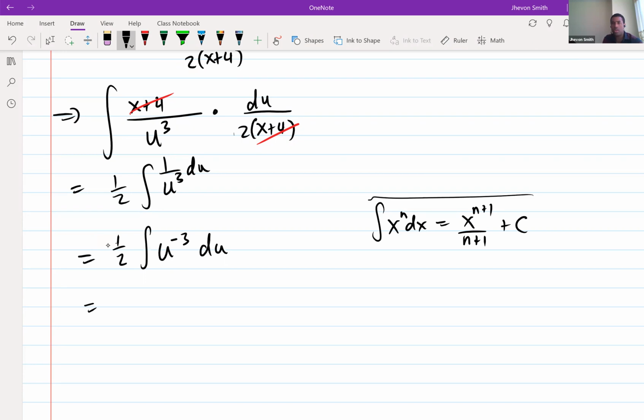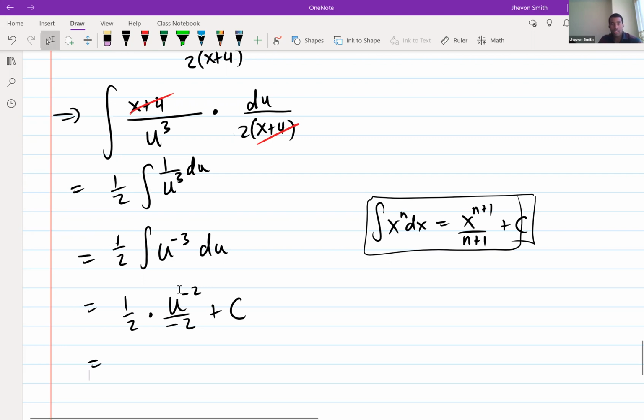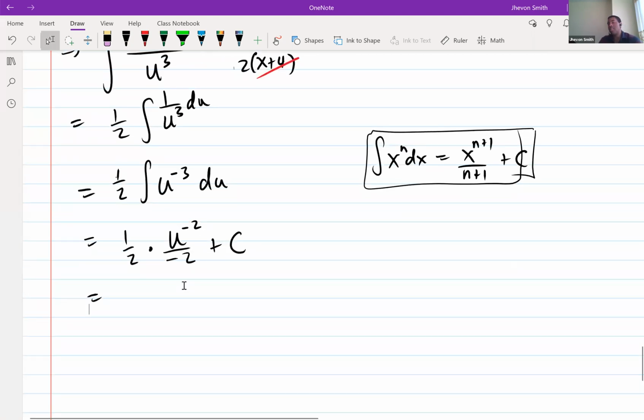Right, so you know that rule. We didn't really have a rule for 1 over x to a number. So you just move it up, then you add 1 to the power and divide by the new power. And so that's where the minus a half 1 over u squared comes from. So that's correct, but not everyone is going to see that right off the bat.